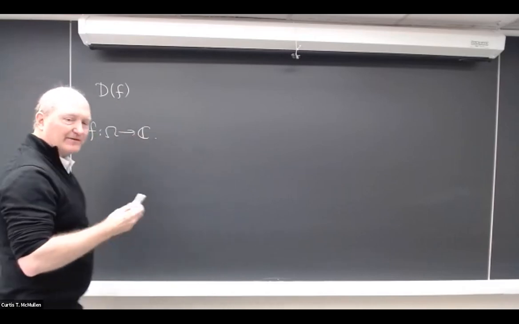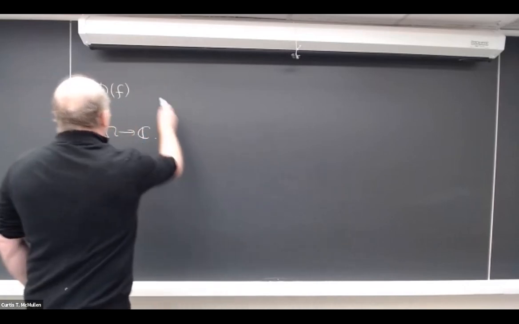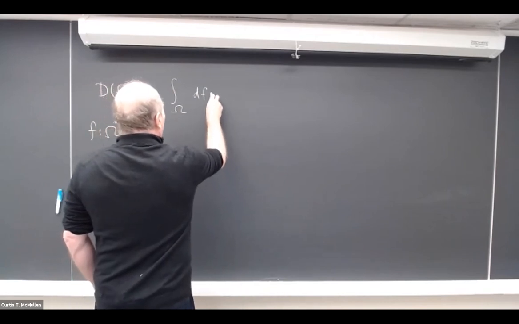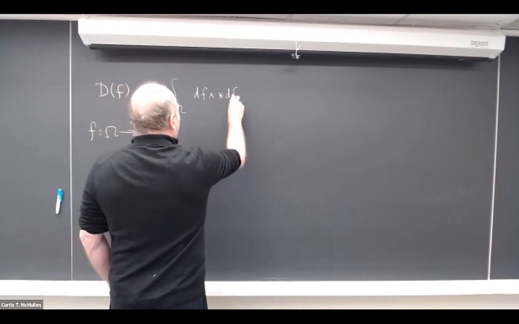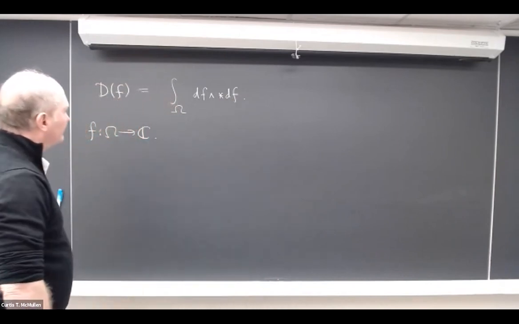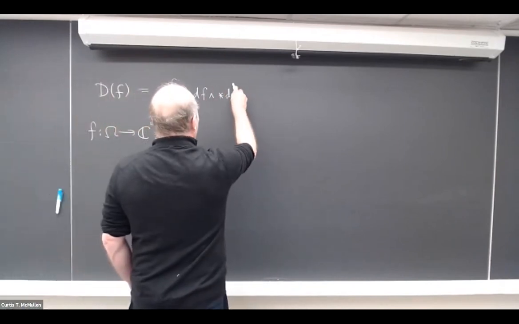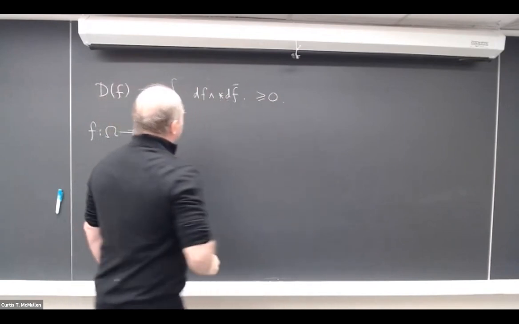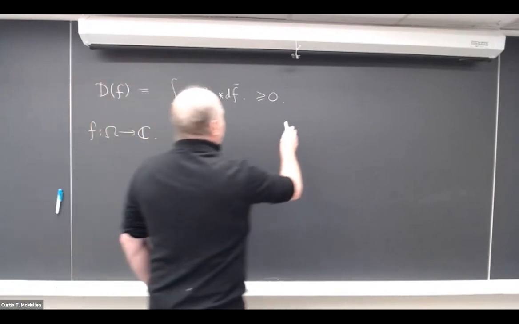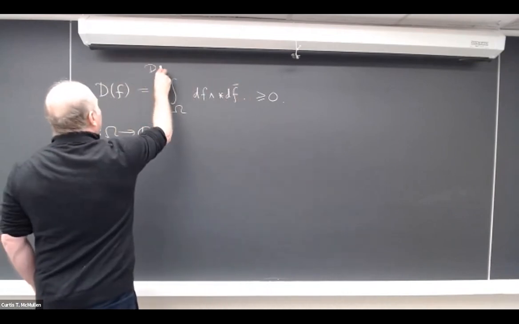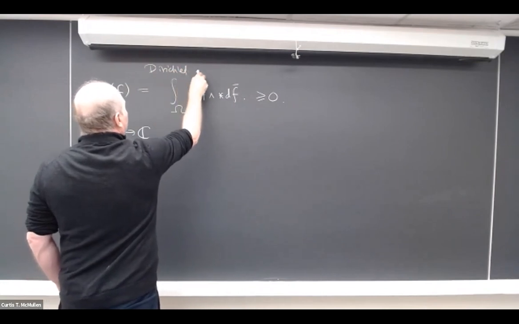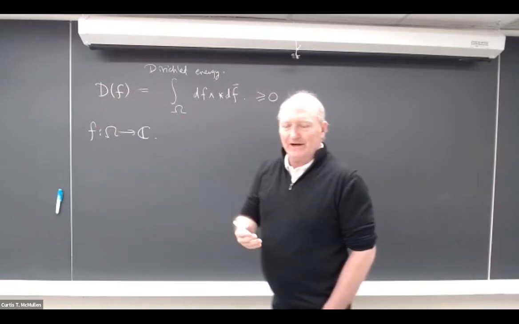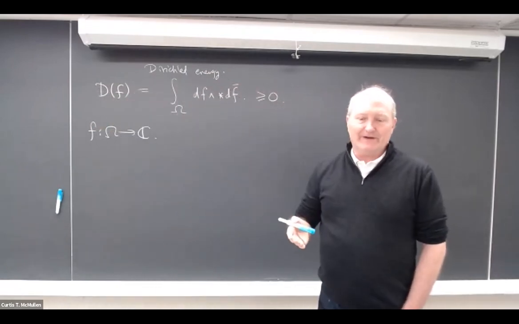So the Dirichlet energy of a function on a domain in the complex plane, let's say a complex valued function, but not necessarily analytic, is given by integrating over the domain the differential of the function wedge the star of the differential. And if f is complex, you need to put a bar here as well, and then this will be greater than or equal to 0. So this is called the Dirichlet energy. And the first thing I want to point out about it is that it's a conformal invariant.